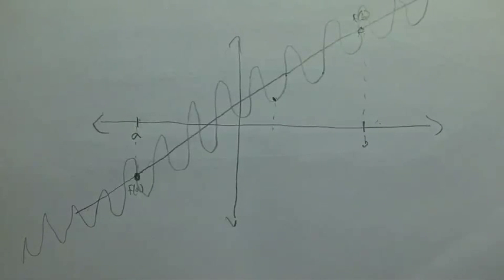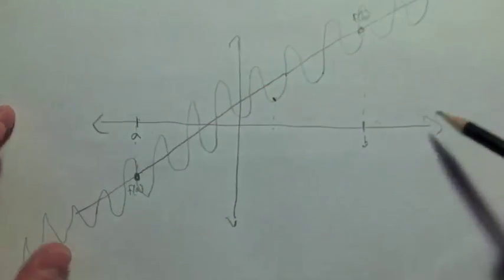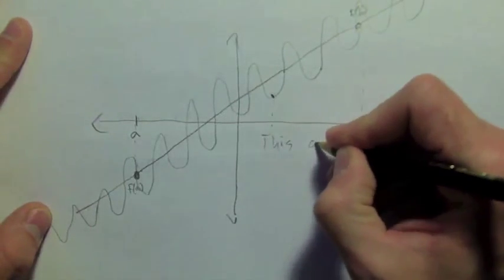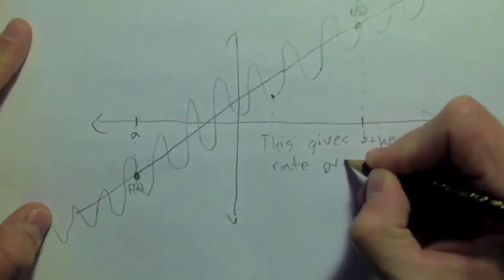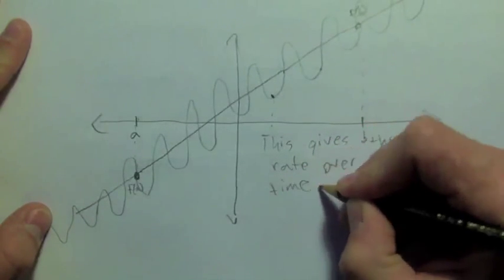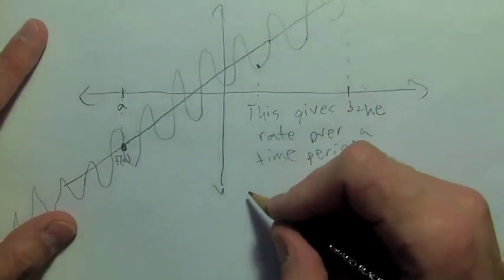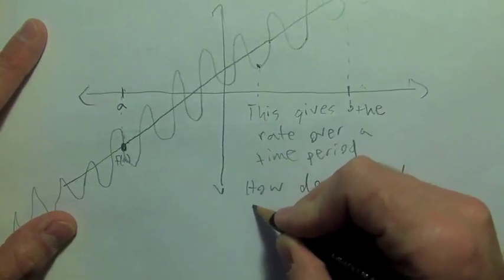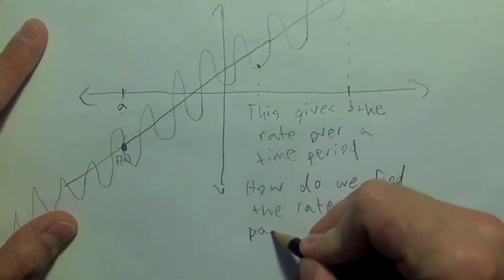Okay. So this just gives us the rate of change over an interval, right, over an entire number line. Okay. So this gives the rate over a time period. Okay. How do we find the rate at a particular instant?